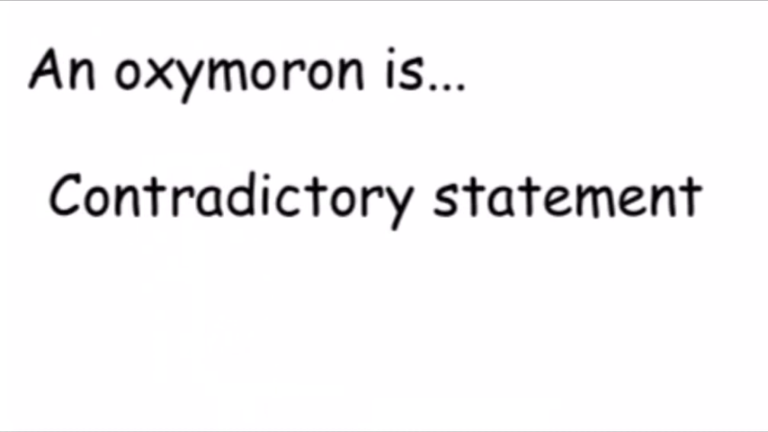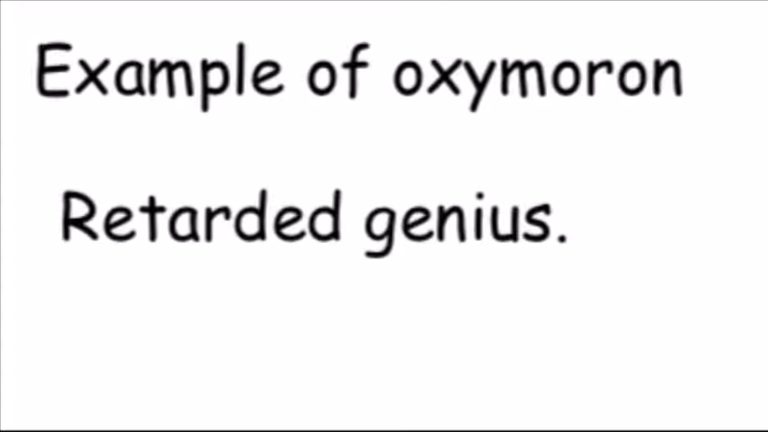Okay, so what an oxymoron is, it's pretty much just a contradictory statement. So an example of an oxymoron is a retarded genius. You can't be retarded and a genius at the same time. It just doesn't work like that. Just like how something else doesn't work. Oh yeah, illegal immigrants don't work. Well, they do, they just can't legally.